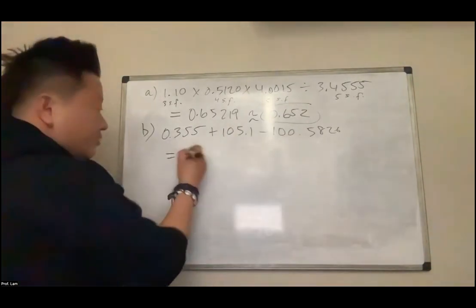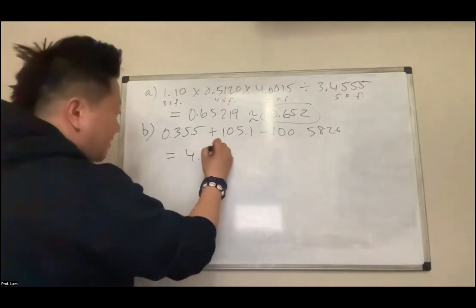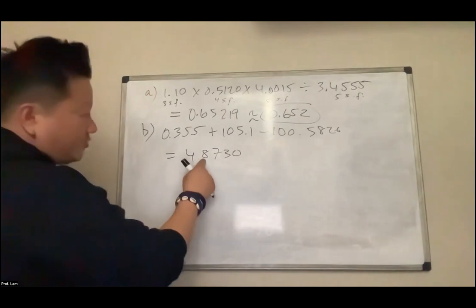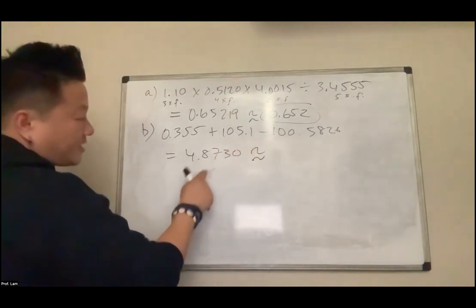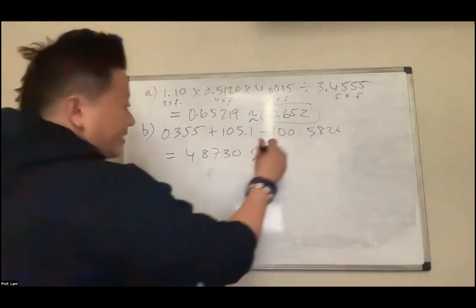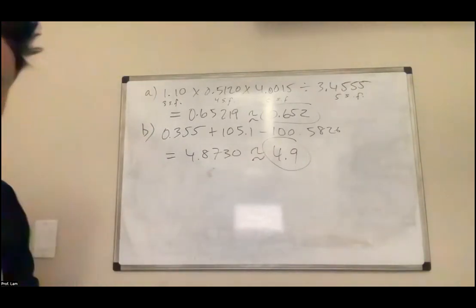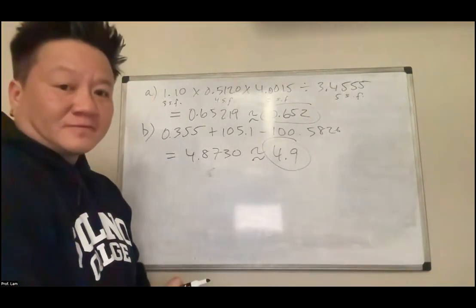So just punch that into your calculator. You will get 4.8730. Okay. And so you need to round to the first decimal place. So you're going to look to the second decimal place, which is a 7, and turn the 8 into a 9. So you're going to round up, right? So there we go. Rounding to 1 decimal place. Okay. All right.